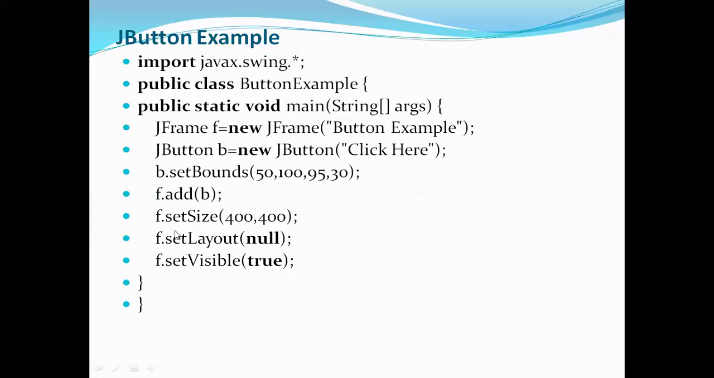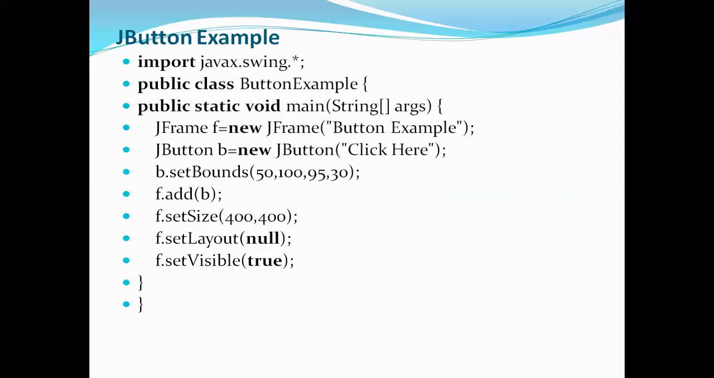I'll just recall once again. setSize is nothing but deciding the size of your frame. It should be 400 by 400. Next is setLayout. If you are including more than one component in the frame, say 5 buttons, you can decide how those 5 buttons should look. For that I'll use the layout method. I'm not using any layout manager here, that's why I wrote null. If you are using any layout, you have to mention what layout it is. We are going to discuss different layouts in the next video.